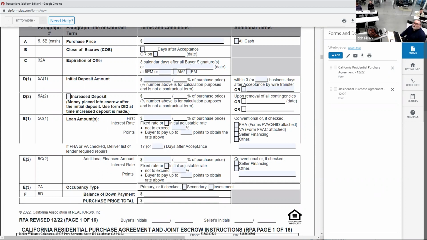All right, so we were talking about loan amounts. So always fill this in. Is it a fixed rate? Not to exceed, put a cap on it. Like I think I heard this morning that interest rates were at 6.8 maybe now. 6.8, yeah.